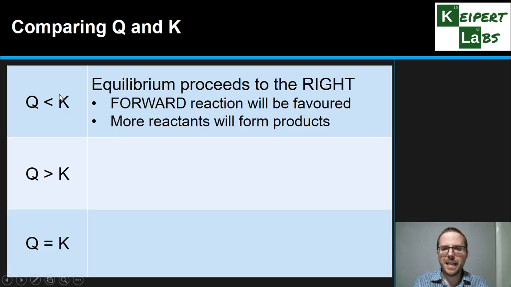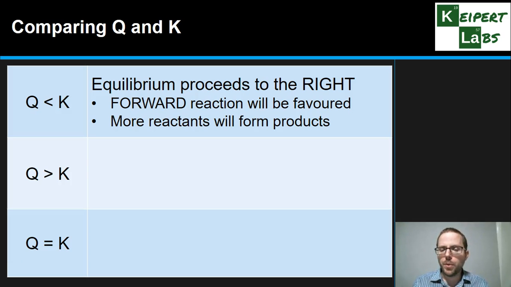If Q is less than K, the equilibrium is going to proceed to the right. We have more reactants than we should for equilibrium, so we're going to favour the forward reaction to turn some of those reactants into products. If we think about it in terms of our fraction, products are on the top and reactants are on the bottom. So if the Q value is too small, that means the denominator, our reactant side of the ratio, is too big and our product side is too small, which gives us a smaller number than we will have at equilibrium.